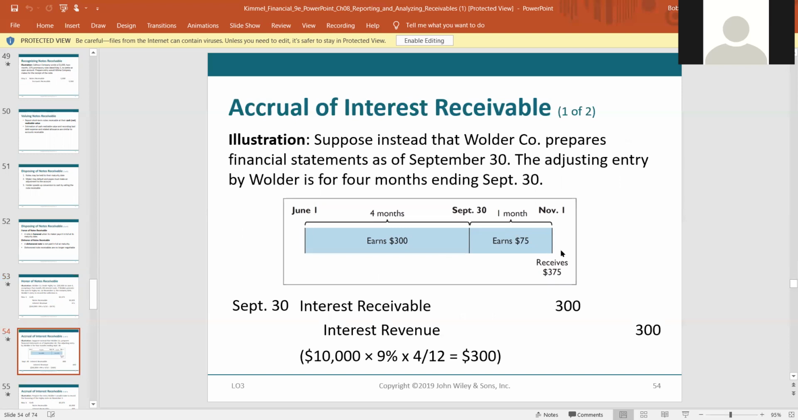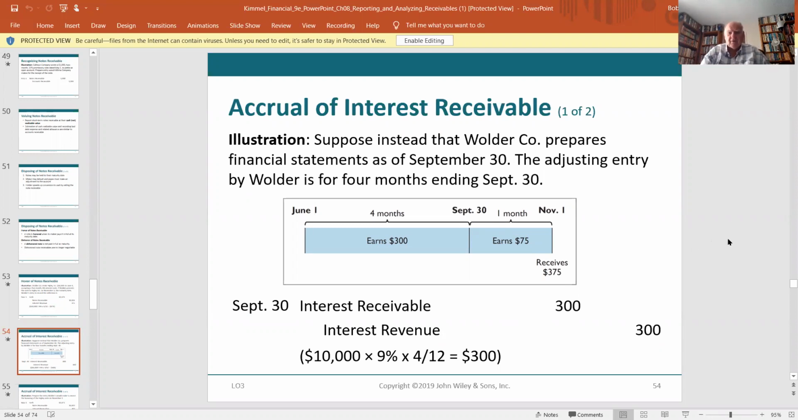Now, during the year, we hold the note. We're going to have to accrue the interest receivable. We're going to have to accrue the interest revenue. So suppose that Wolder Company prepares statements for the 30th, and the adjusting entry is for 4 months. In those 4 months, they earned some interest, $300. They have to record a journal entry: debit interest receivable, credit interest revenue.